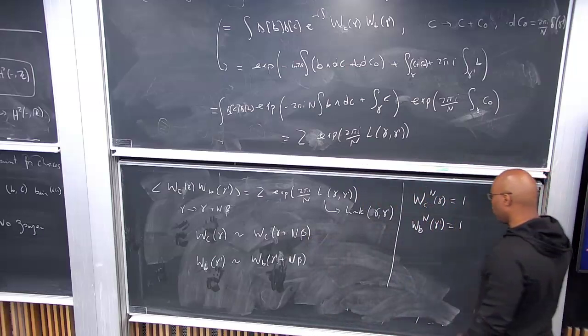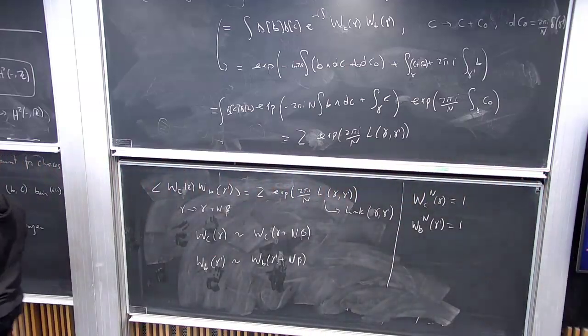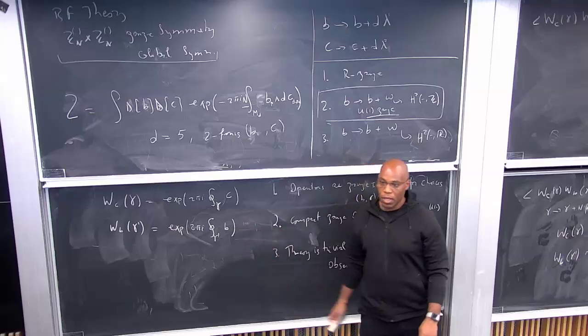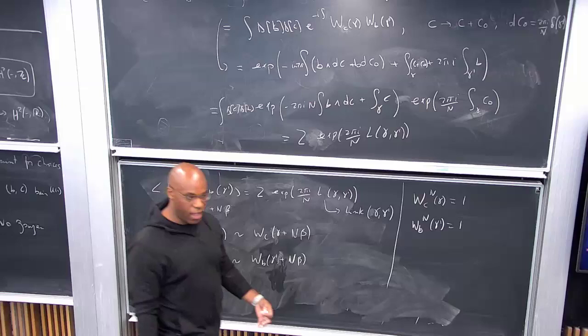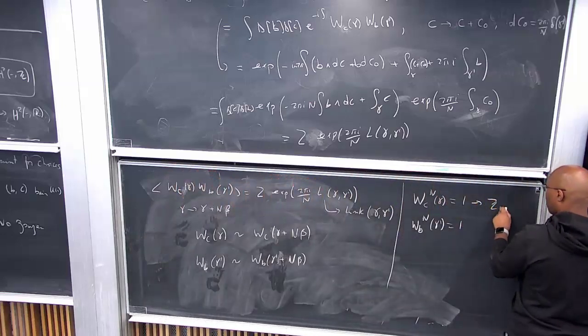So what this tells me is that these holonomies, although I started with holonomies that were valued in U(1), the non-trivial ones that survive are the ones that are valued in Z_n, the Z_n group.